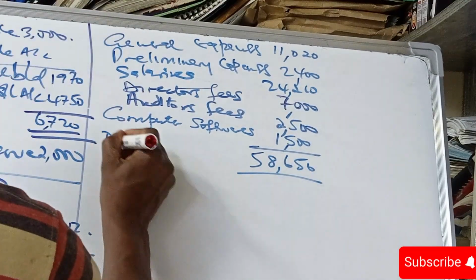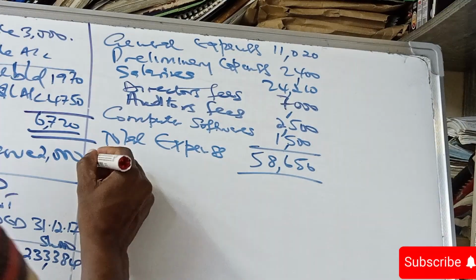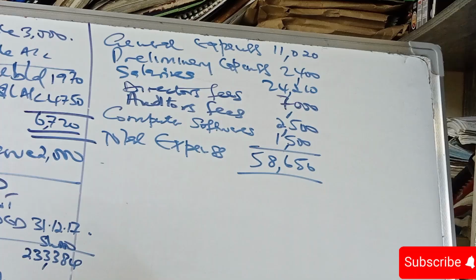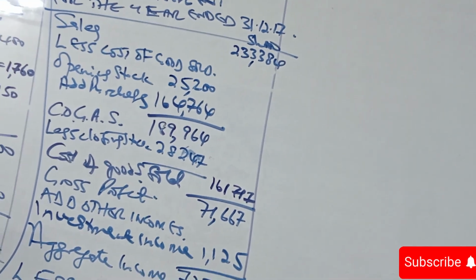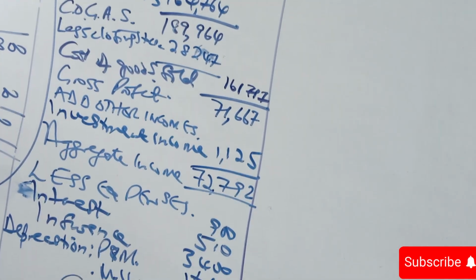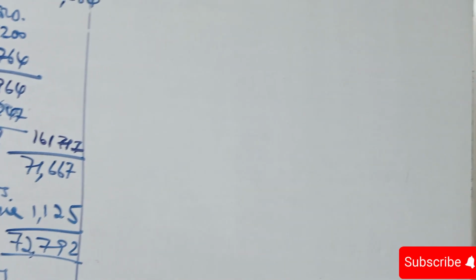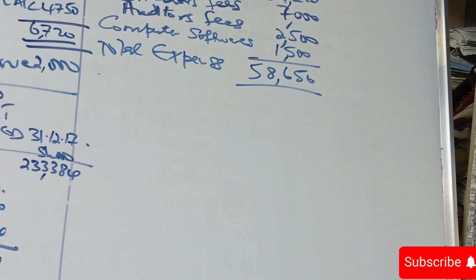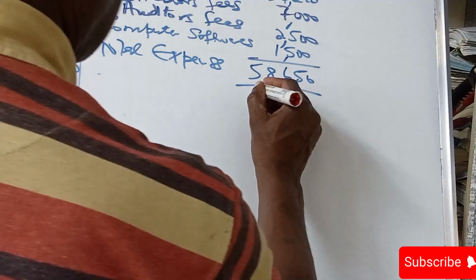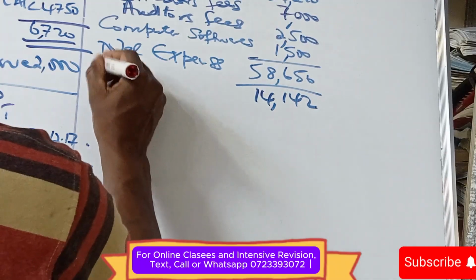58,650 as total expenses. We subtract the total expenses from the aggregate income, minus 72,792. We get a figure of 14,142. And that is profit before tax.